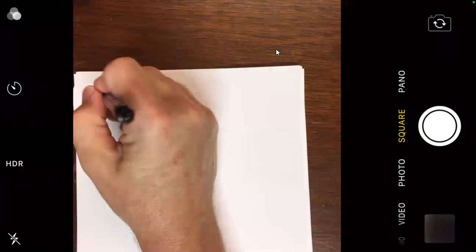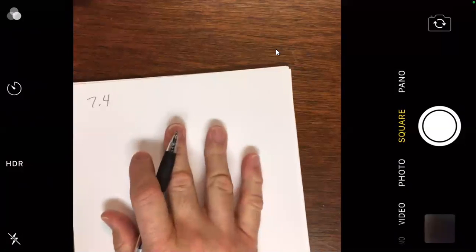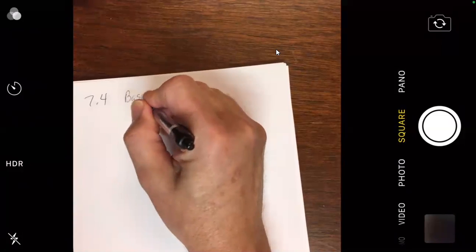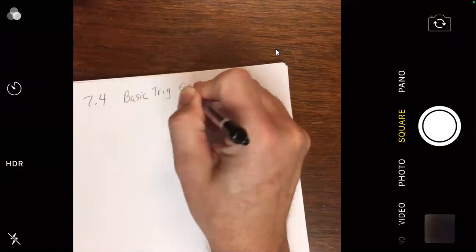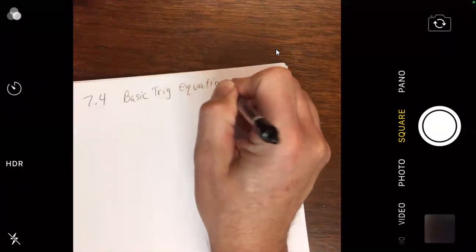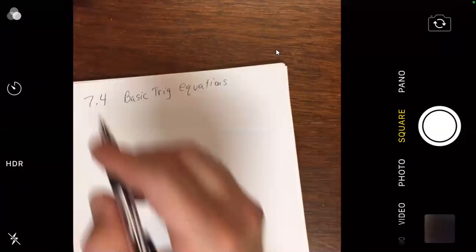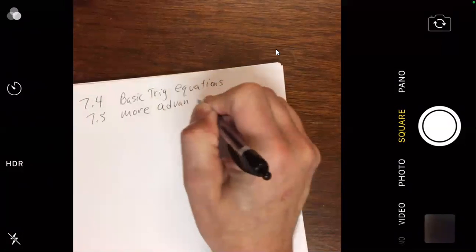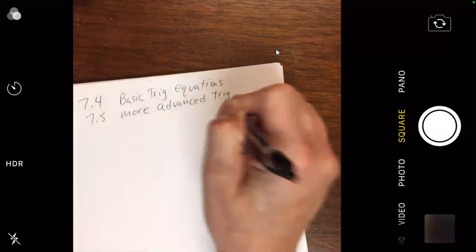7-5 will be about 7-4, and then 7-5. 7-4 will be about solving equations. 7.4 is basic trig equations. Seven five has some more advanced trig equations.